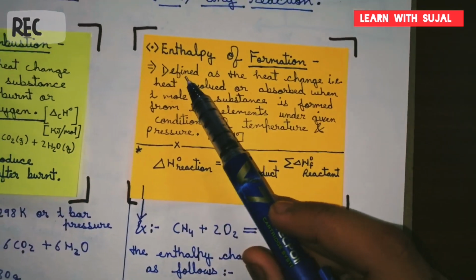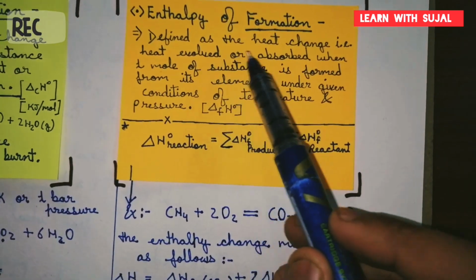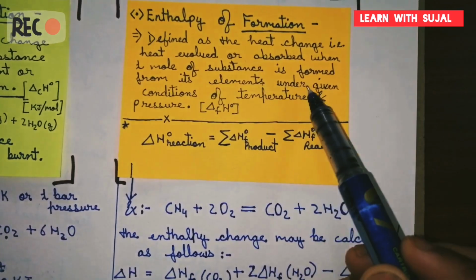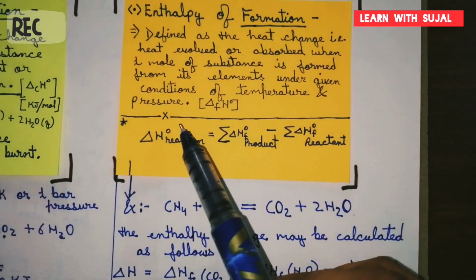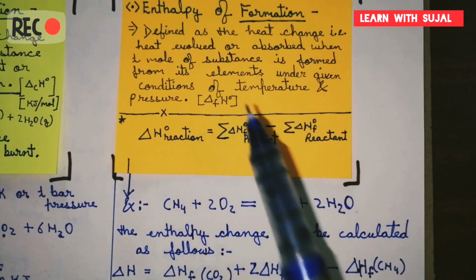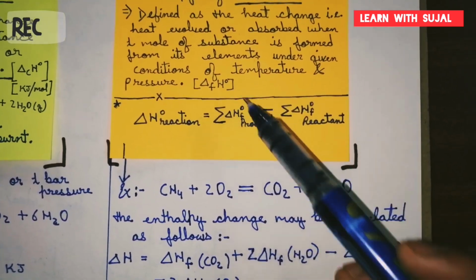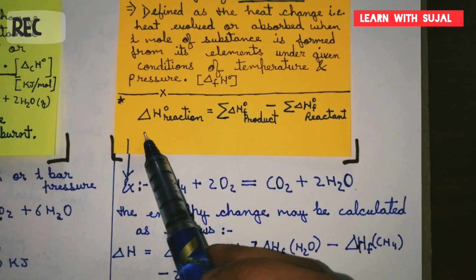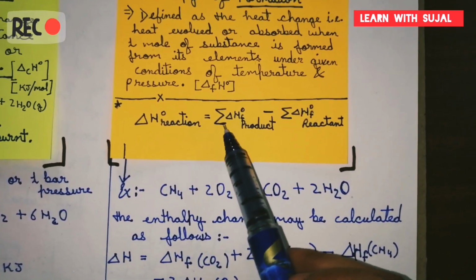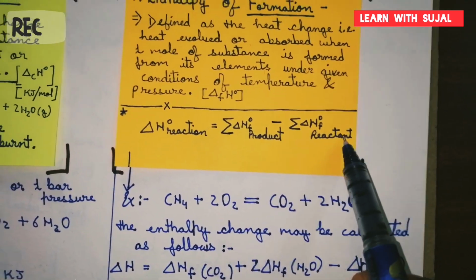Now we will discuss the second enthalpy, which is the enthalpy of formation. It is defined as the heat evolved or absorbed when 1 mole of a substance is formed from its elements under the given conditions of temperature and pressure. It is denoted by delta F H naught, where F stands for formation and H is enthalpy. So here is the equation: delta H reaction is equal to the sum of delta H F of products minus reactants.